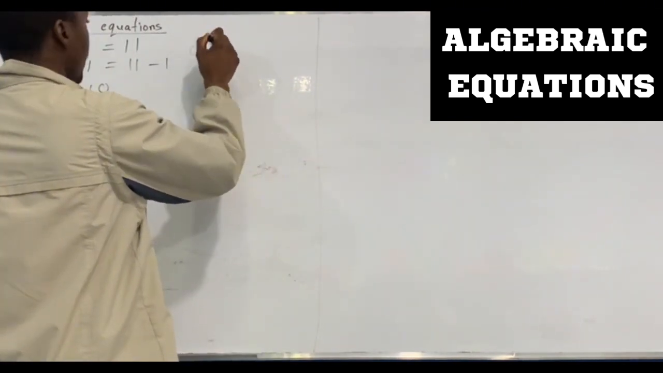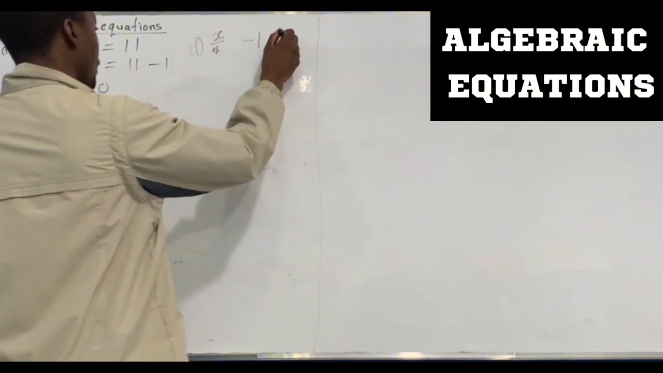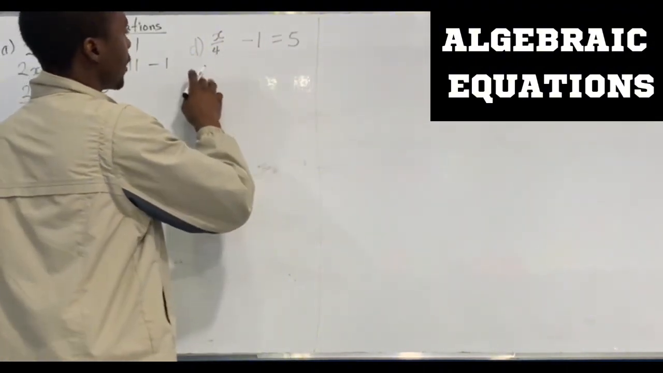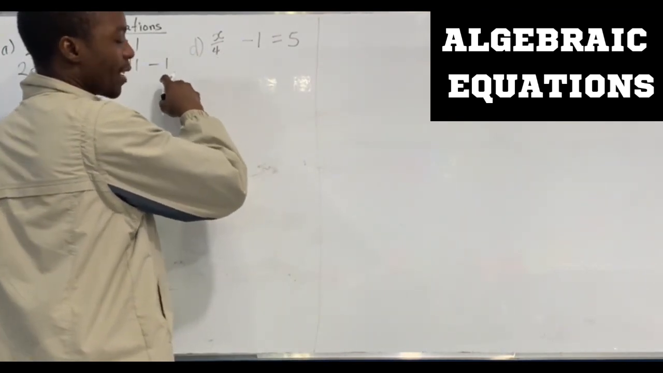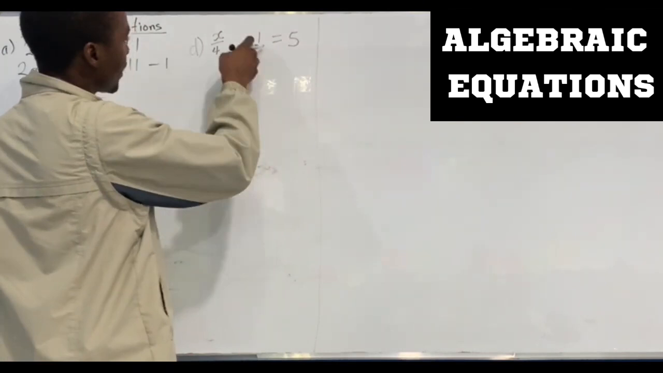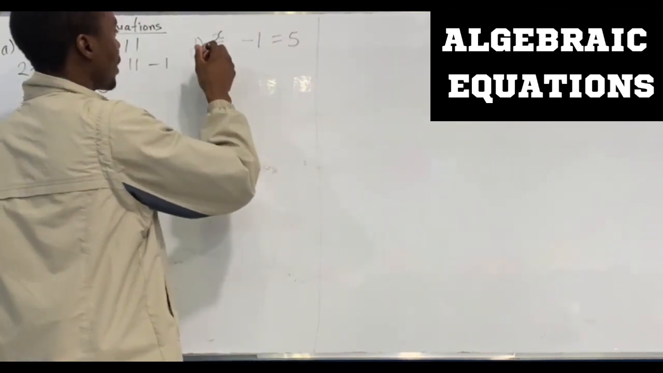Next, we move on to question D. X over 4 minus 1 is equal to 5. We can see here we have a fraction part, so we need to remove the fraction part. Either we can multiply everything by 4, or subtract 1 from both sides, add 1 to both sides and then multiply by 4. So we'll do the multiplication one.